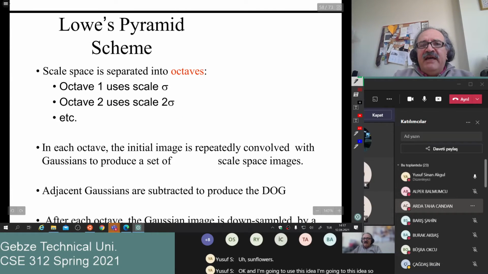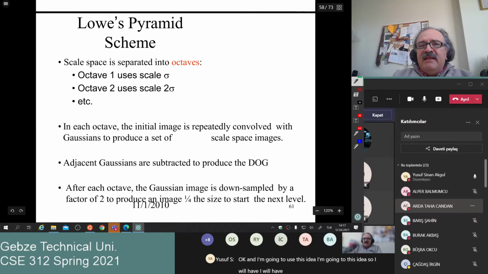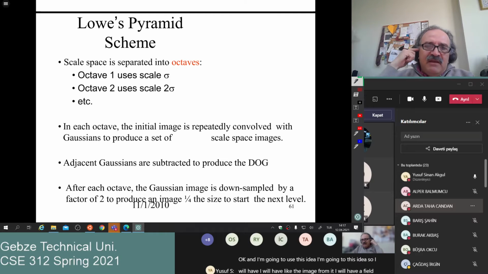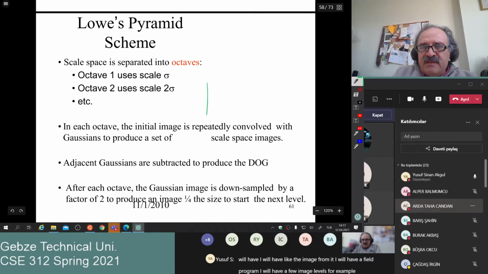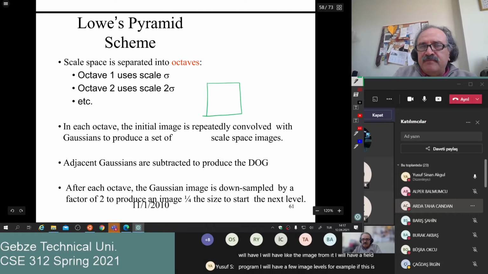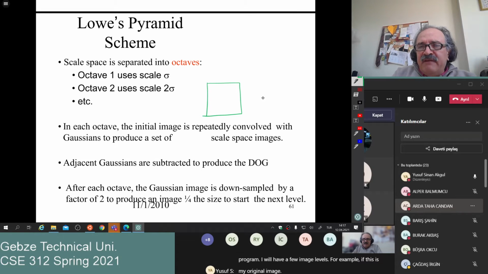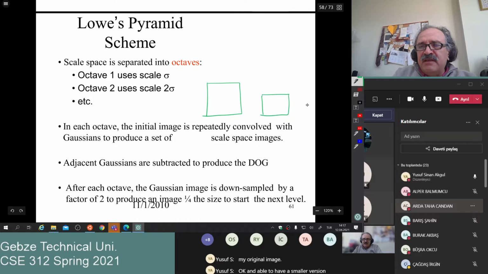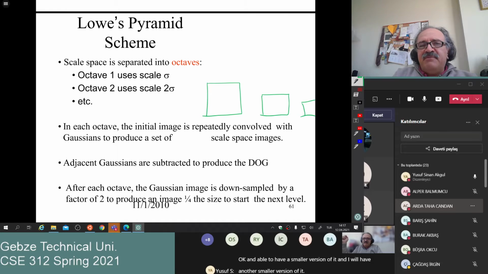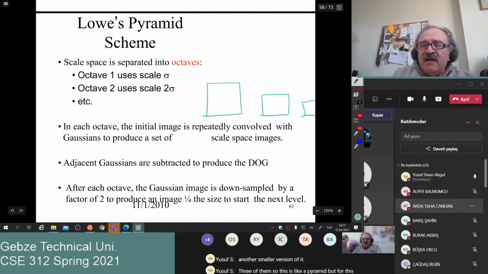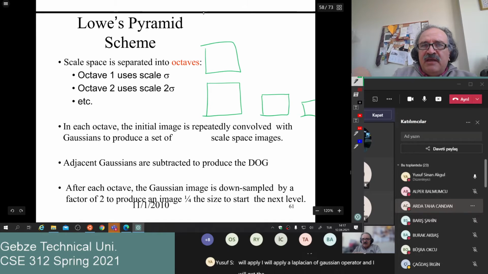So I will have, like the image pyramid, a few image levels. For example, if this is my original image, I will have a smaller version of it, and another smaller version of it. 3 of them. So this is like a pyramid. But for this image, I will apply a Laplacian of Gaussian operator, and I will get a second image and a third image.